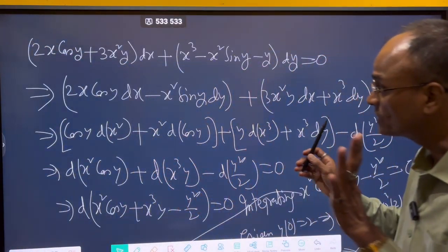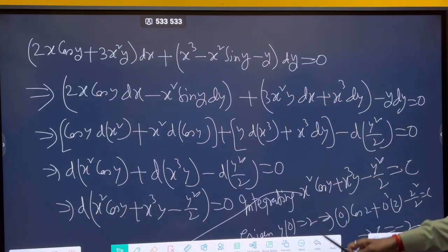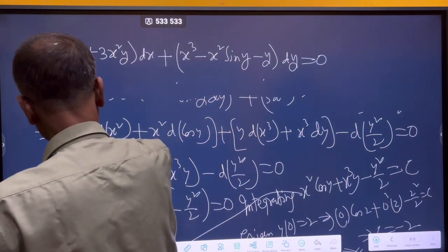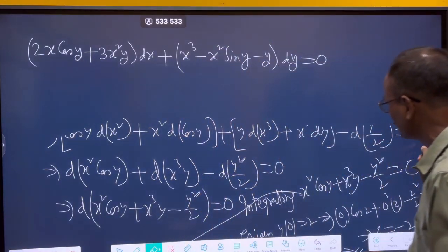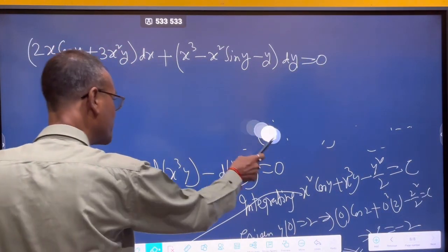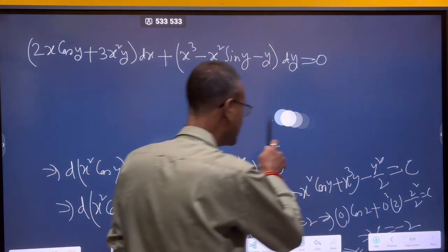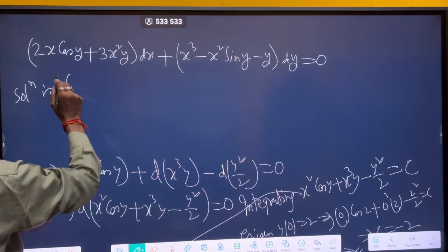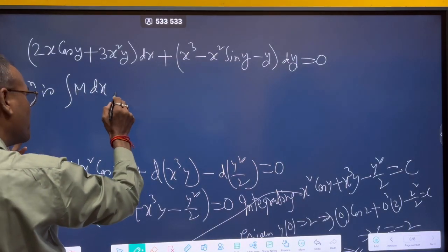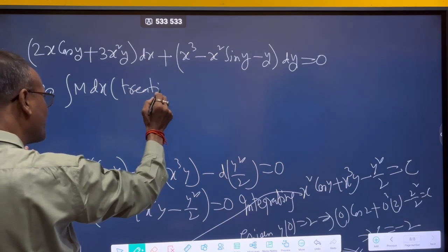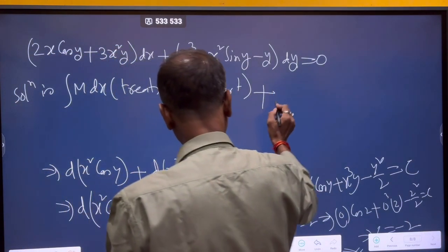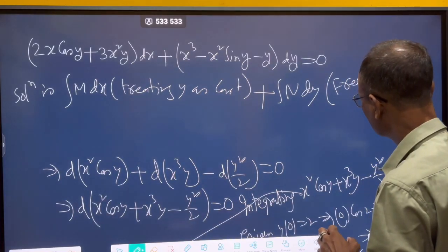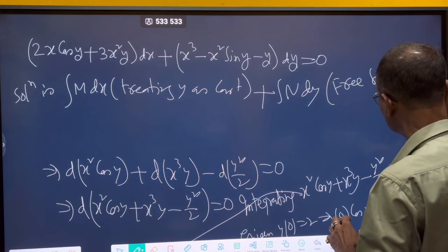We have solved this equation in two methods. Now let us try to solve this equation in the third method. What is the third method? The solution is: integrate M dx treating y as constant, plus integrate those terms of N dy which are free from x, equal to constant.